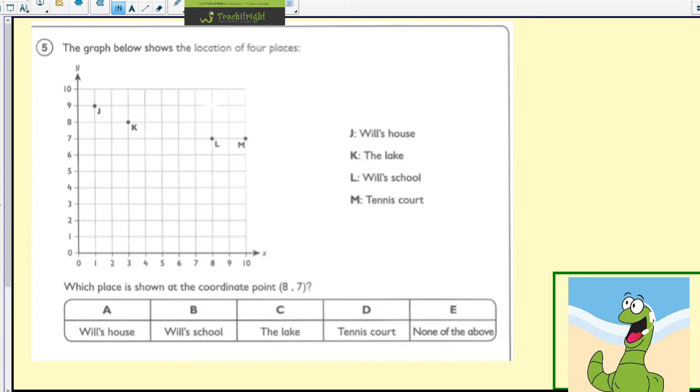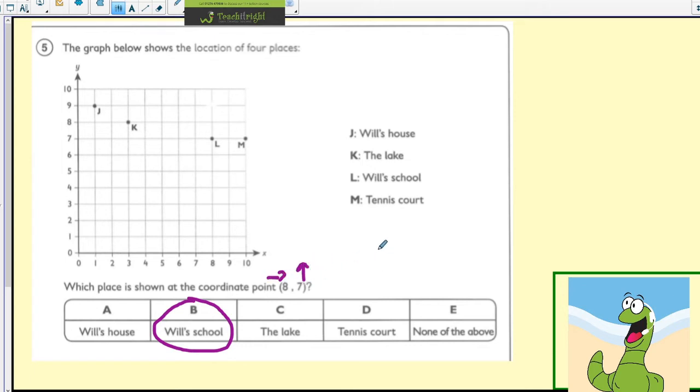Question 5, part B. Oh, sorry, question 5, the answer is B. You've given the game away, but let's go through and talk about why. The graph below shows a location of 4 places. Which place is shown at the coordinates 8, 7? So the important rule here is you go along the corridor and up the stairs.